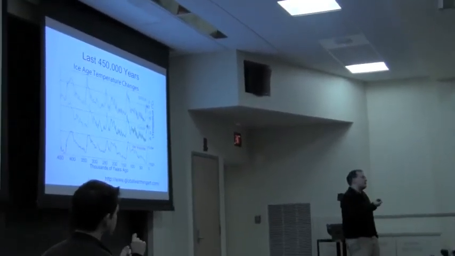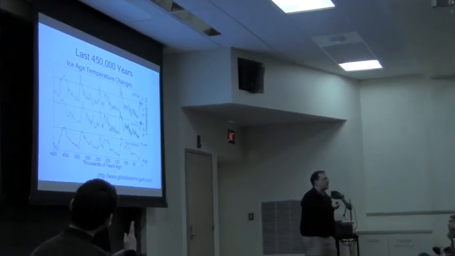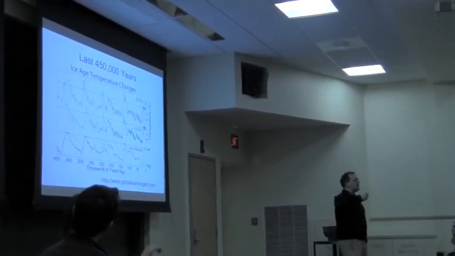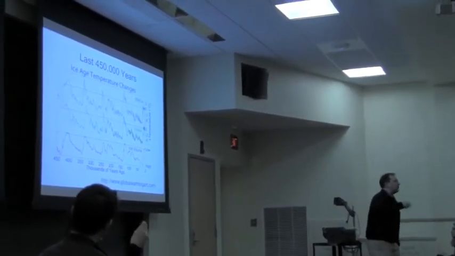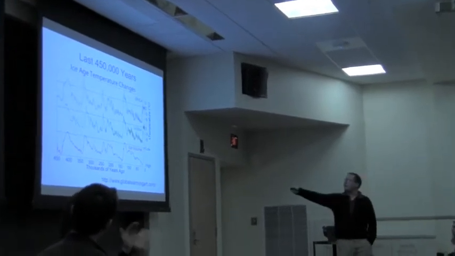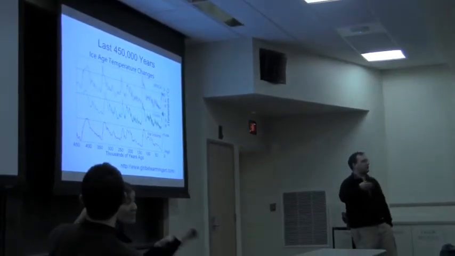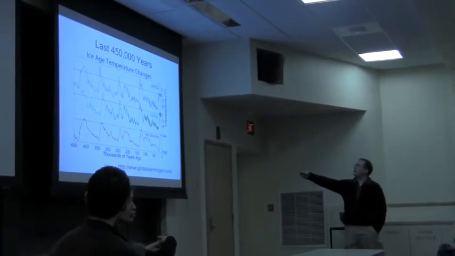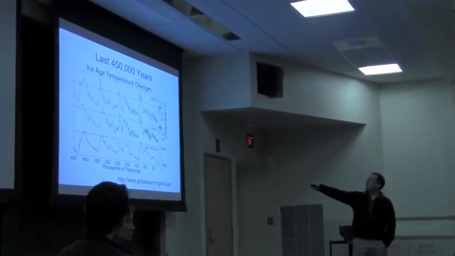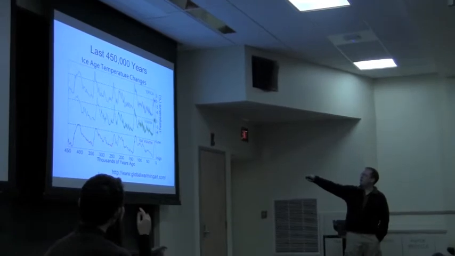So the idea is that you measure the ratio of the isotopes of oxygen, and then you relate that to a deviation in temperature from the current conditions. Again, it's what's called a proxy record. You're not measuring temperature directly, you're measuring something that depends on temperature, and then using that dependence to predict temperature.